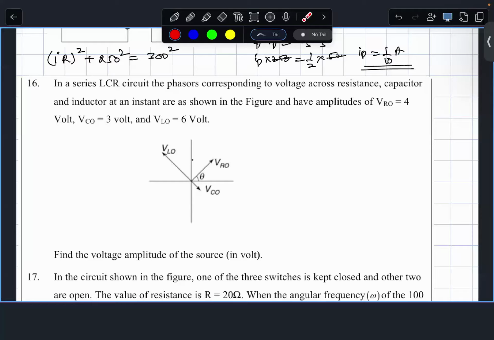In a series LCR circuit, a phasor corresponding to a voltage across resistor, capacitor, inductor instance are shown. VR0 4 volt, VC0 3 volt, VL0. It is a capacitor, it is an inductive circuit. Very clearly inductive circuit. So finally what I have is 3 volt. What I have is 4 volts. Oh, VL0 minus VC0. Right. So finally it is 5 volt.